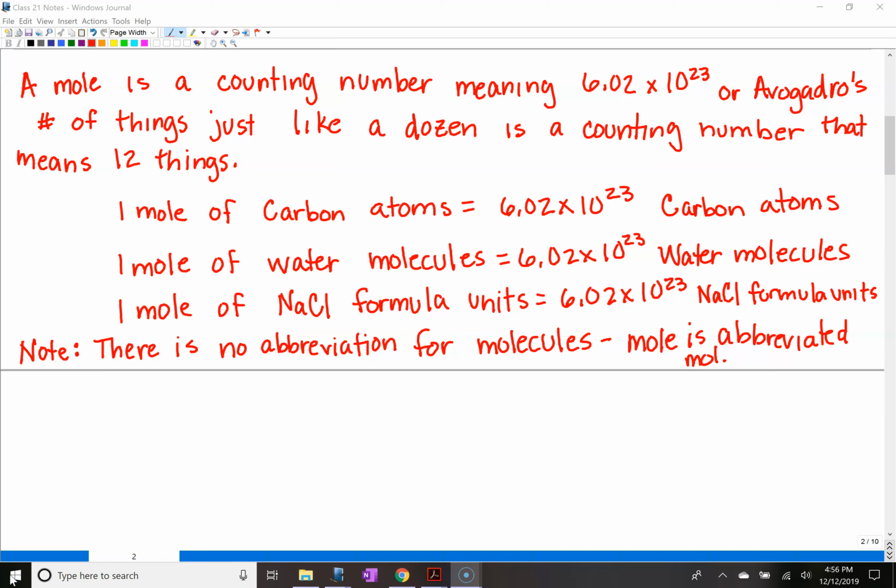You're only going to use a mole when you're counting something that's very, very tiny, like atoms, molecules, or formula units. Now please note, there's no abbreviation for molecules. I know you have to write out the word molecules, but good news is you can abbreviate mole. And you can abbreviate mole by leaving off the E at the end. So if you give an answer of 5 MOL, your teacher is going to take that to mean 5 moles. If you want it to mean 5 molecules, then you have to write out the word molecules.